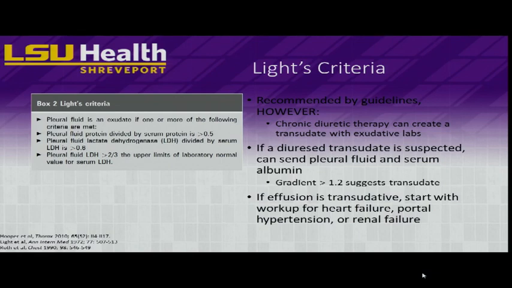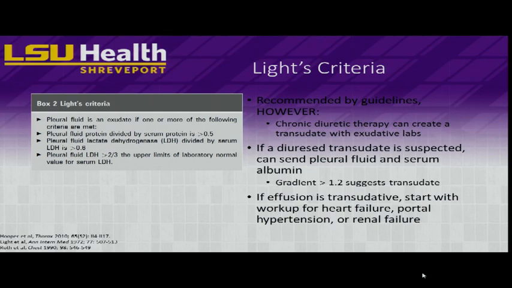So generally, these are very good. If Light's criteria tell you that it's a transudate, then that's good evidence that it is a transudate. The one issue with Light's criteria is that chronic diuretic therapy can also turn a transudative effusion into something that will look like an exudate by Light's criteria.